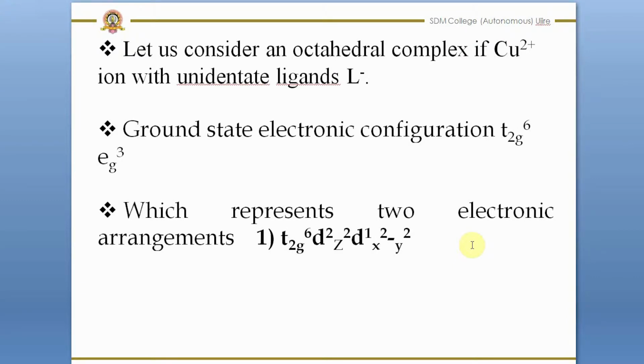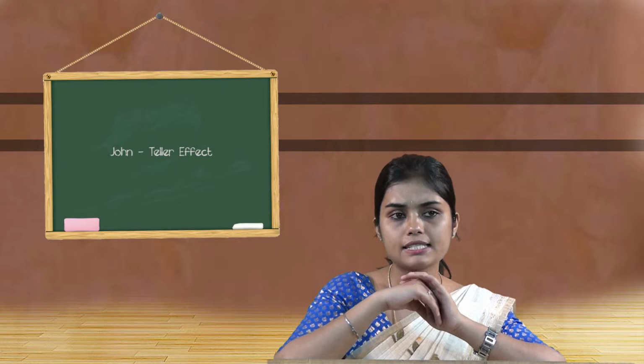In the case of copper, in its Cu2+ ion, the ground state electronic configuration is t2g6 eg3. You know t2g consists of three orbitals, that is dxy, dyz, dxz, whereas eg consists of two orbitals, dx2-y2 and dz2, as we are considering the octahedral complex.